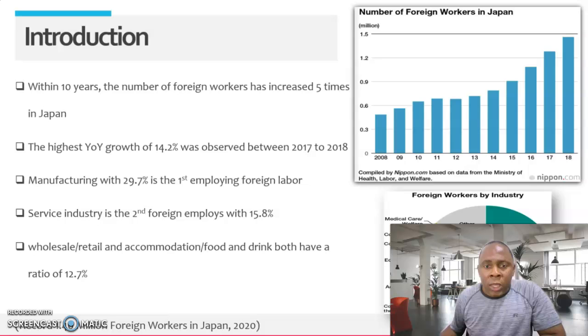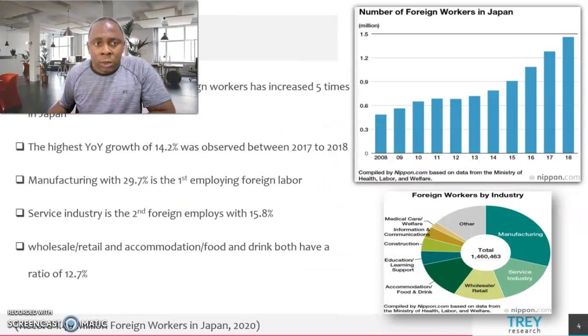And if you look at the graph here below, manufacturing represents 30% of the employment for foreign labor, and it's followed closely by service industry, and the third one is wholesales and accommodation, which represents 12.7%. Moving on.